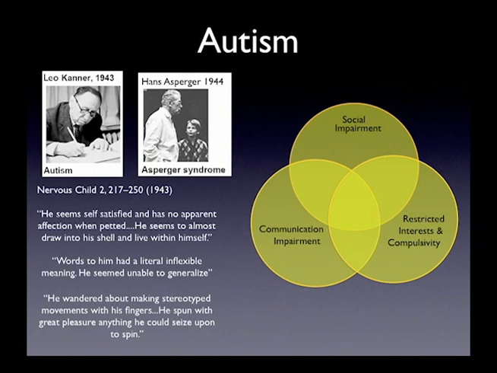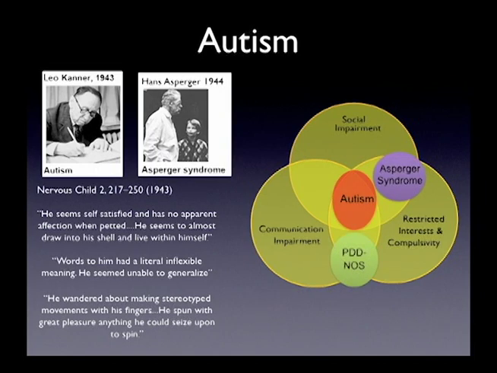And if you go by the DSM-4, the diagnostic and statistical manual of psychiatry, this in fact is associated with 3 different diagnoses. So if you have all 3 problems, you have autism. If you have social impairment and restricted interest and compulsivity, you have Asperger's syndrome. And if you have a communication impairment and restricted interest and compulsivity, you have the creatively named pervasive developmental disorder not otherwise specified.